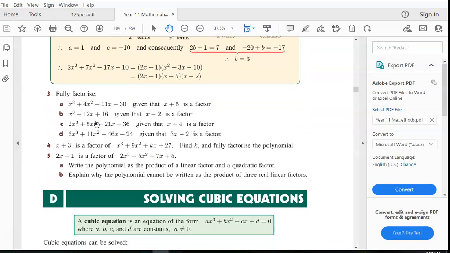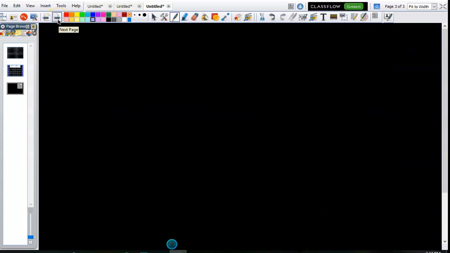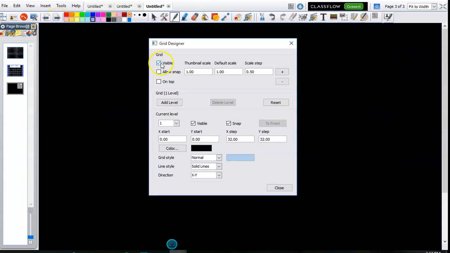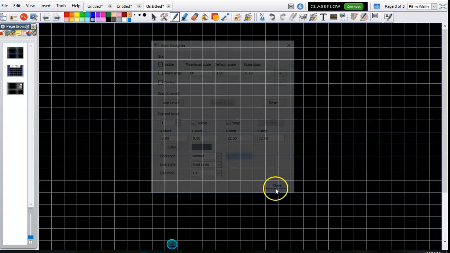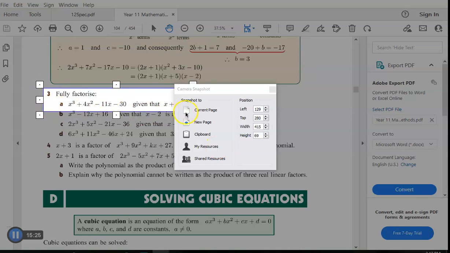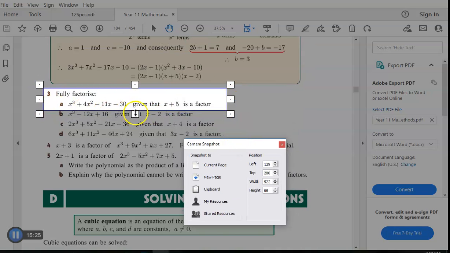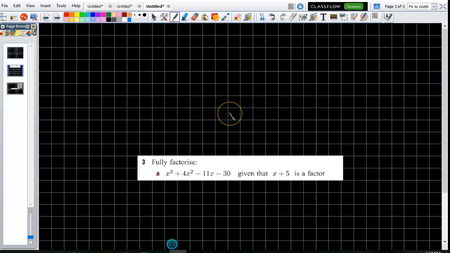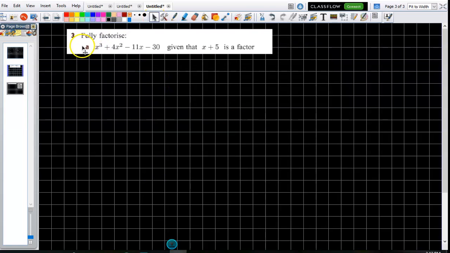Onwards. Uh-oh. Fully factorise, given that x plus 5 is a factor. This is semi-new. So, watching, we have options here, peeps. These books were written a little bit before your new calculators came to mind. So what they're intending with this question is one of two things.